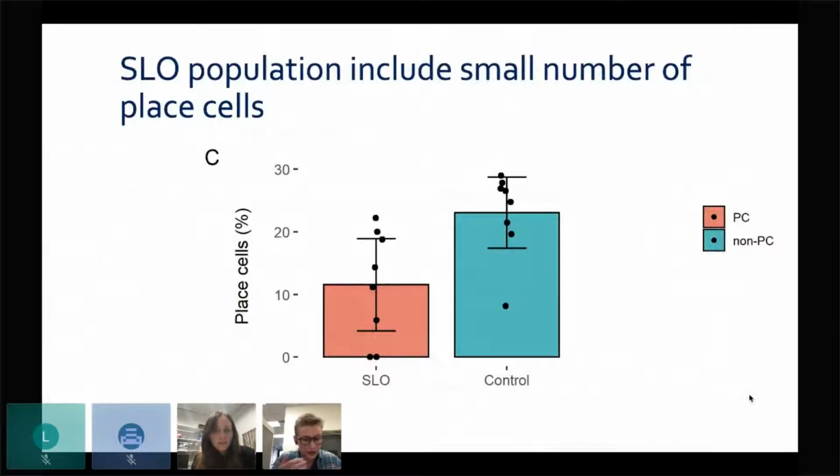Do note, though, that, as I said, it's a very low percentage of cells. So we're talking about 5% of total cells are these slow cells. Then 10% of them are place cells. So in a population of about 200 cells, this is 1 cell. So that makes it a bit hard to say anything conclusive about it. But there definitely seems to be some overlap. Next slide, please.